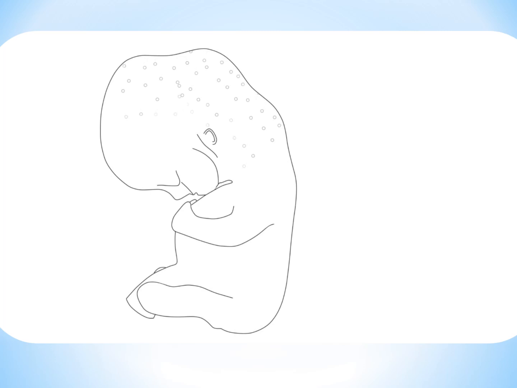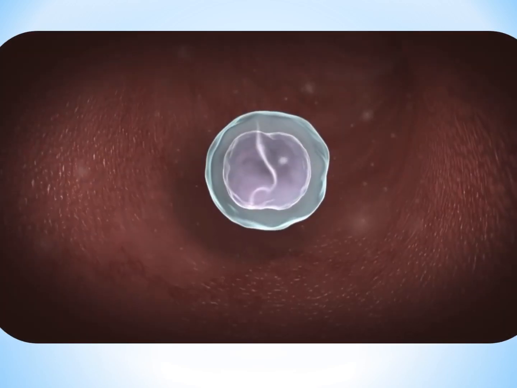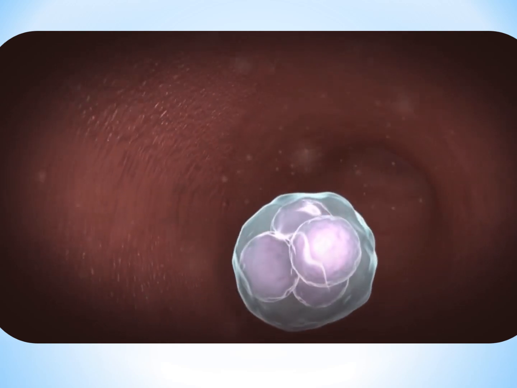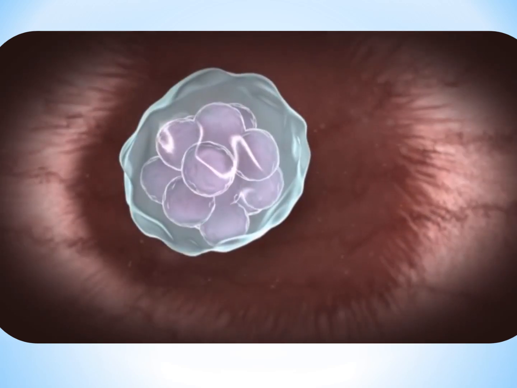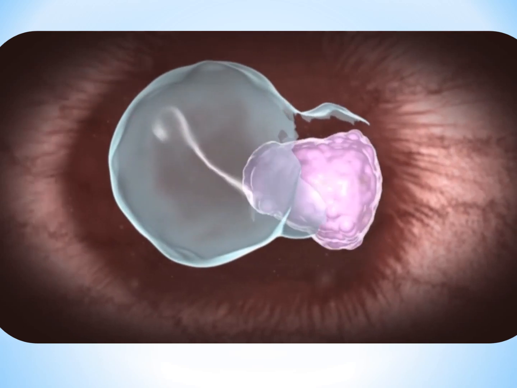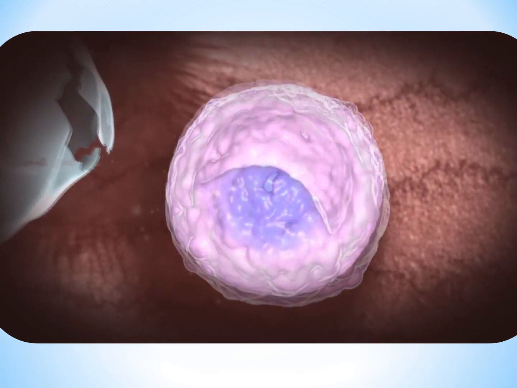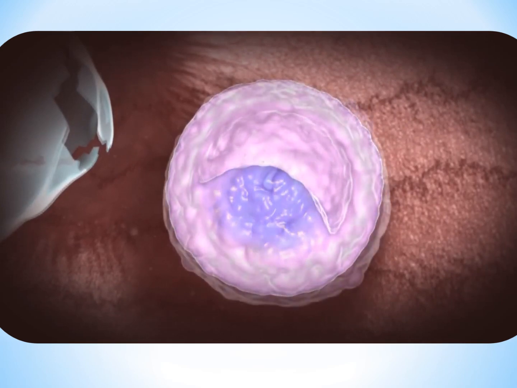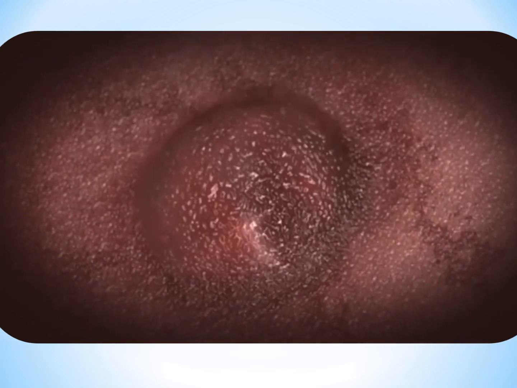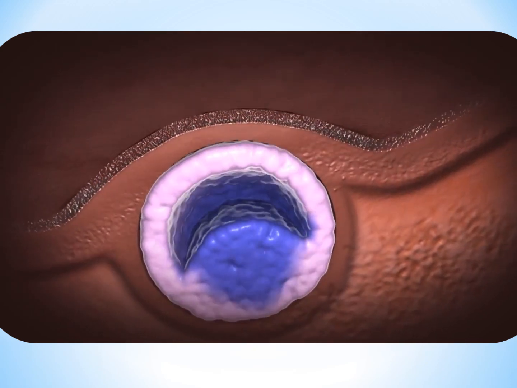During the first 3 days of development, the fertilized ovum, or egg, is located in the fallopian tube. As it travels down the tube, it undergoes rapid divisions to form a cluster of cells called the morula. These cells then organize themselves to form the blastocyst, and by the end of week 5, the fully formed blastocyst comes into contact with the uterine wall for implantation.